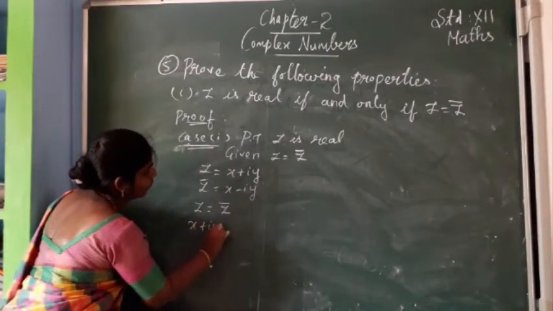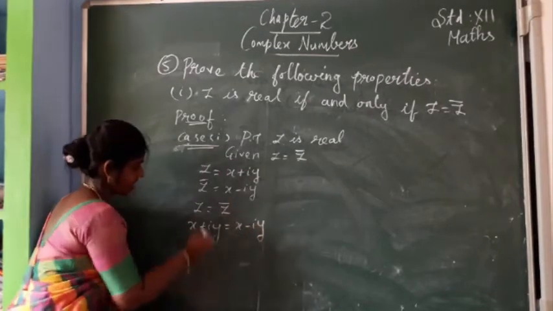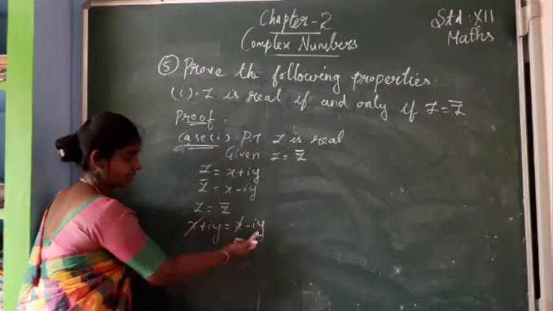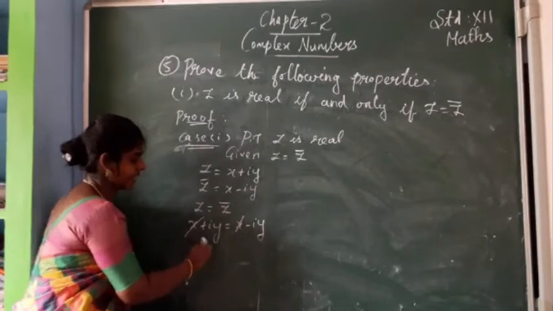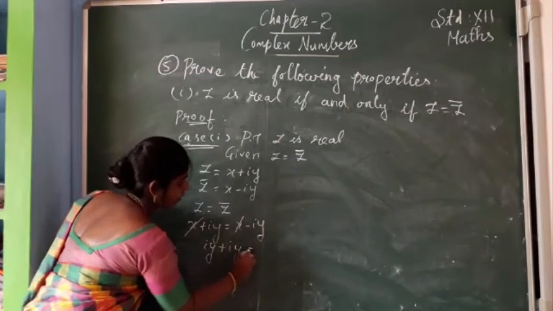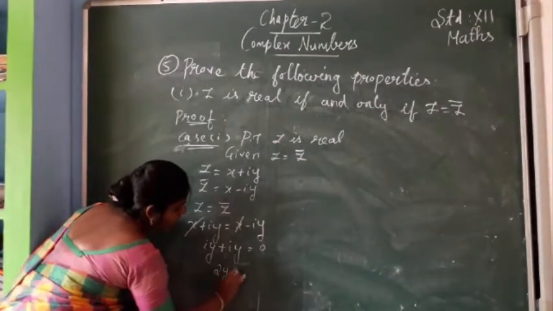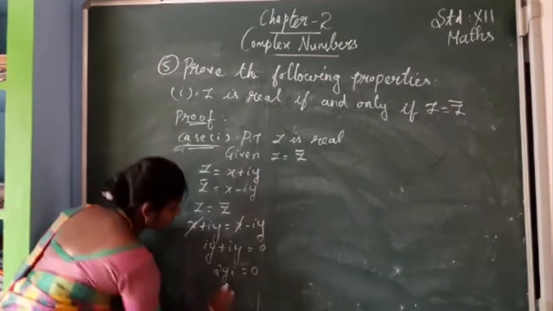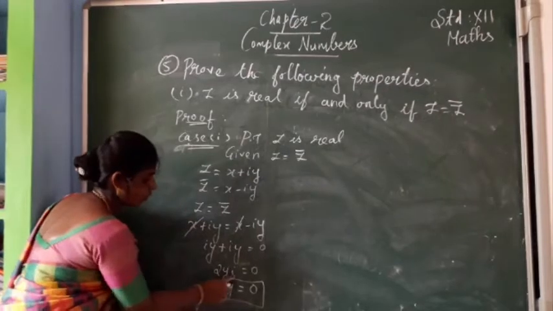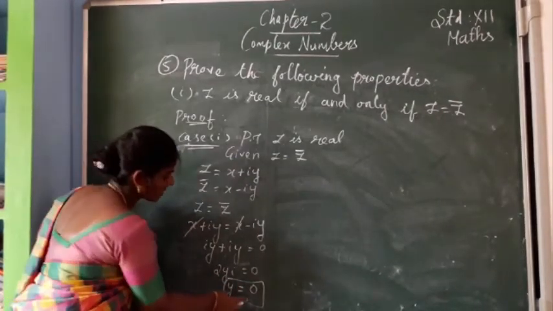So x plus iy equal to x minus iy. So cancel this term, x cancels. We can take this iy to this side. So iy plus iy equal to 0. So 2yi is equal to 0. So y is equal to 0 divided by 2i, so this 2i goes to the denominator, becomes 0. So y is equal to 0.